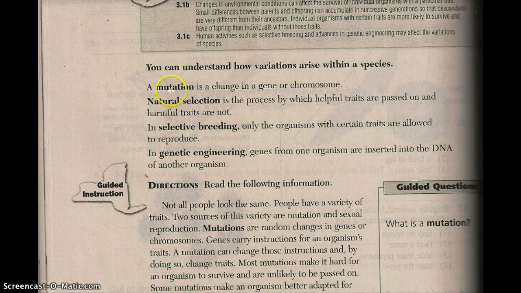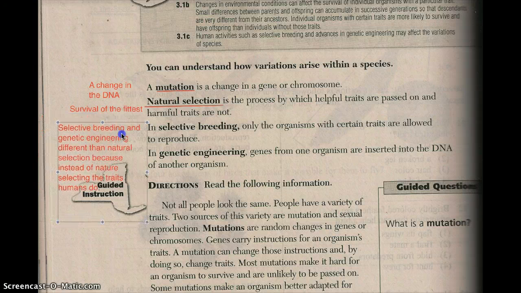and genetic engineering. A mutation is a change in a gene or chromosome. All right? In other words, it's a change in the DNA. It can cause a different trait. Natural selection is a process by which helpful traits are passed on and harmful traits are not. This is in other words called survival of the fittest.